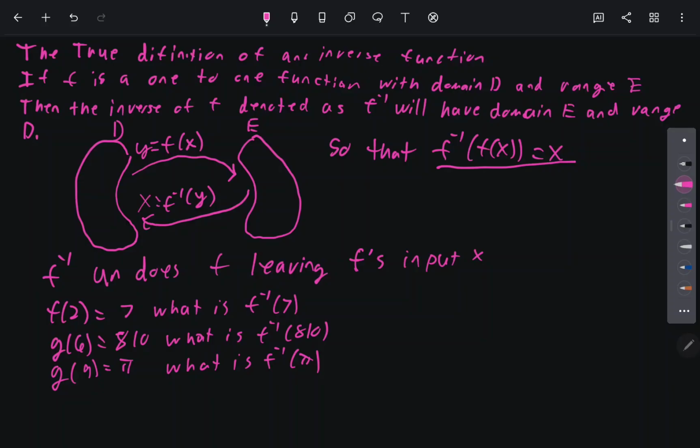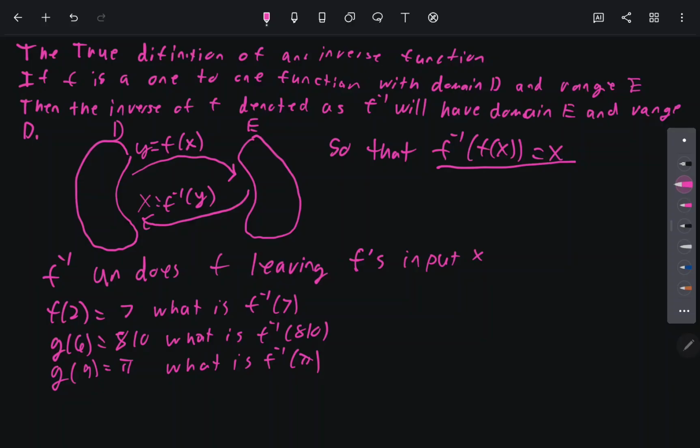So once again, I've drawn the original diagram that I drew for you, and you'll notice that whenever we take something from the set D, it corresponds to something in the set E, and that's going to be our y. And whenever we take something from E and it corresponds to something in D, that's going to be our x. So because f inverse of y is equal to x, and we know y is equal to f of x, we can derive that f inverse of f of x is equal to x.